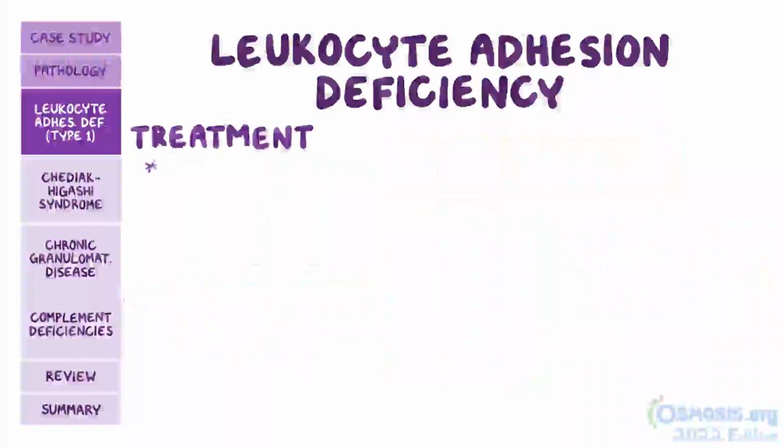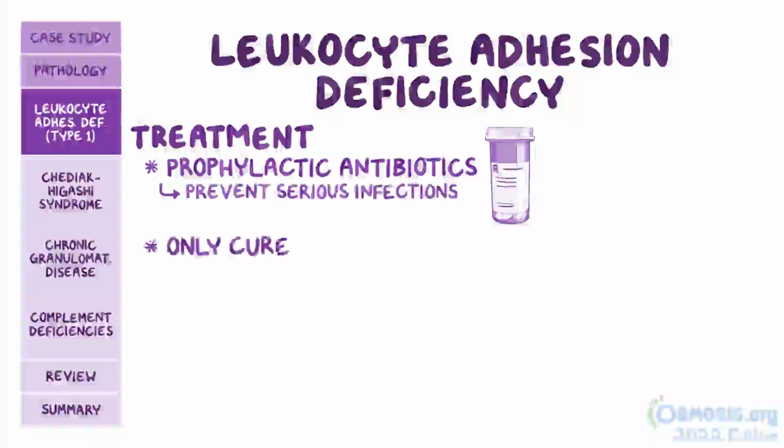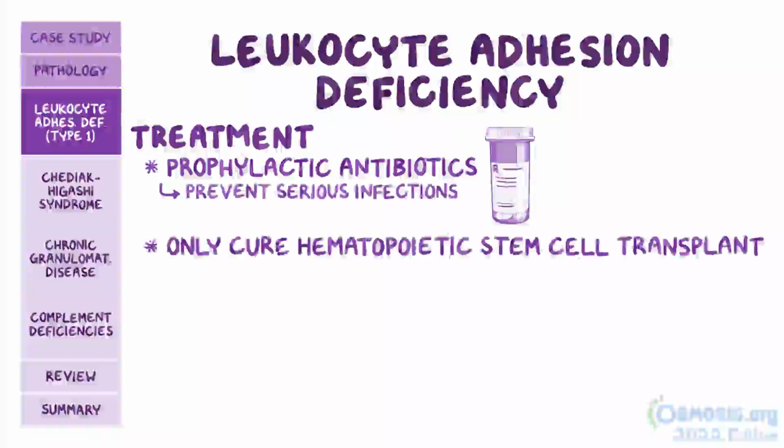For treatment, prophylactic antibiotics are often given to help prevent serious infections, while the only cure is a hematopoietic stem cell transplant that can replace all types of blood cells, including new leukocytes that are able to extravasate normally.